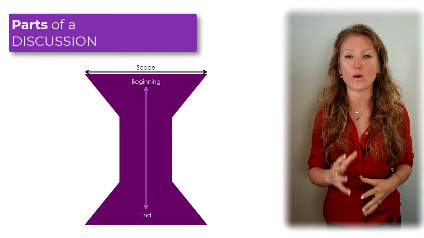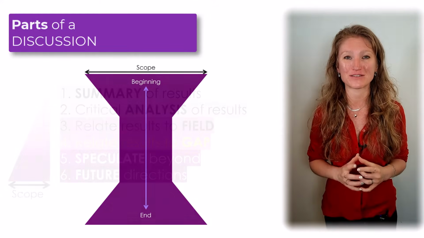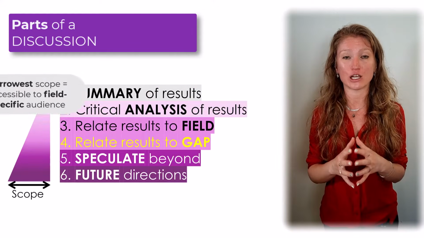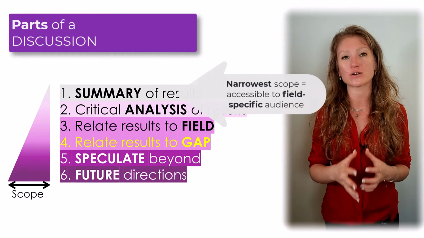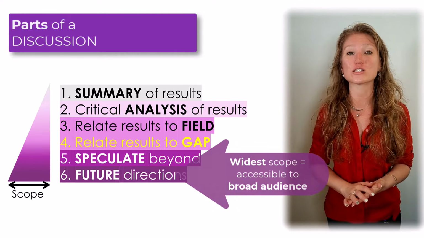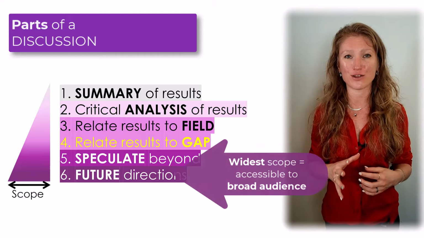So now that we've talked a little bit about scope and what that means for your research paper, let's go back and look at the 6 key parts of a discussion. Notice that these are arranged from the narrowest scope at the beginning, or the parts that would be only the most understandable to experts in your field, through to the broadest scope parts at the end, or the parts that should be the most accessible to any reader, regardless of their field.